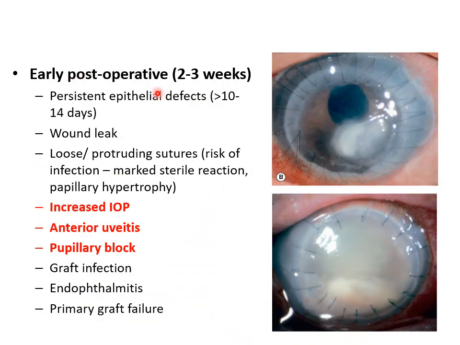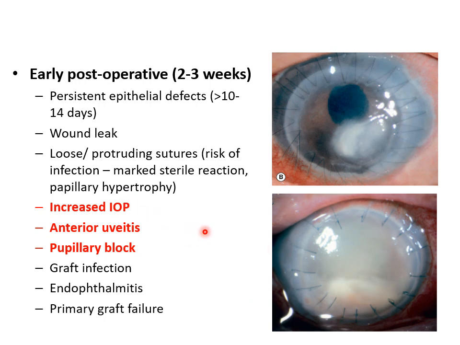Early means in the first 2 to 3 weeks. Persistent epithelial defects. So the first sign of healing is that epithelium should grow onwards onto the transplanted button. That usually should be complete within a week. If persistent, it would be persisting for more than 10 to 14 days. So that's persistent epithelial defects. Wound leak because of improper sutures. Loose or protruding sutures, we've already dealt with the suture related problems.